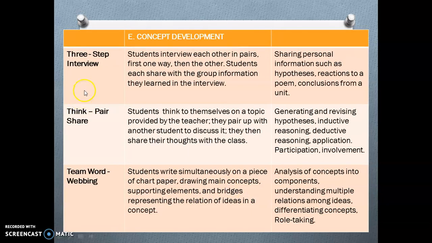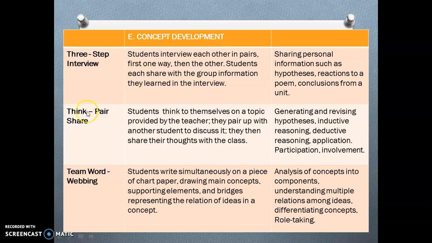So next is for concept development, we have under still cooperative learning, we have this 3-step interview. So students interview each other in pairs, first one way and then the other. So mag-change sila, and students each share with the group information they learned in the interview. So, first step is, you will pair them. Second step is, mangutana si student A kay student B. Ang third step is, si student B mangutana na po kay student A. And then after that one, they will share their consolidated ideas.